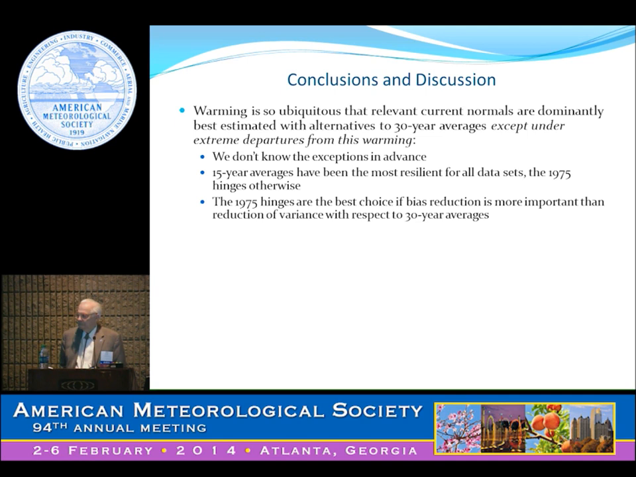Dan, in his original paper, was looking at climate division data, and he concluded that overall the 15-year running mean was actually the safest approach, the most resilient. So if you have a specific area and a specific season that you're interested in, a better answer might be a shorter running mean.